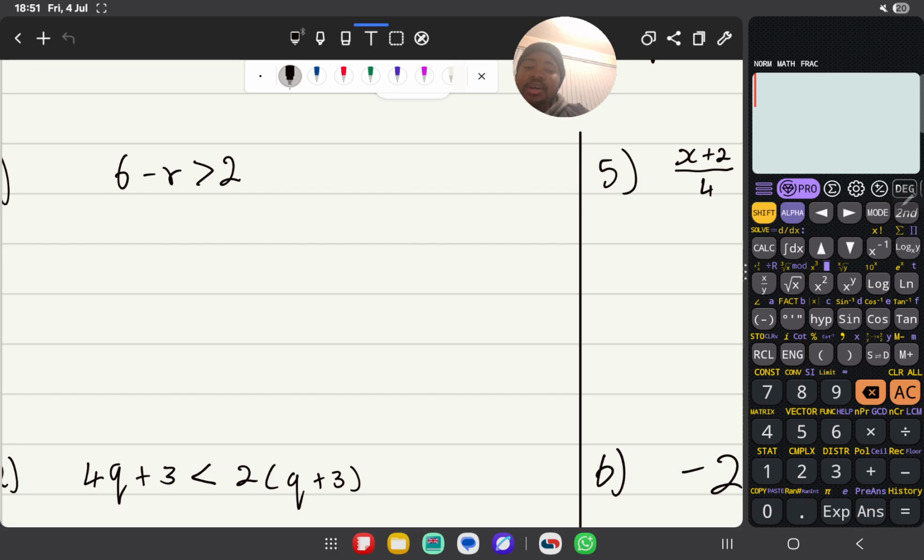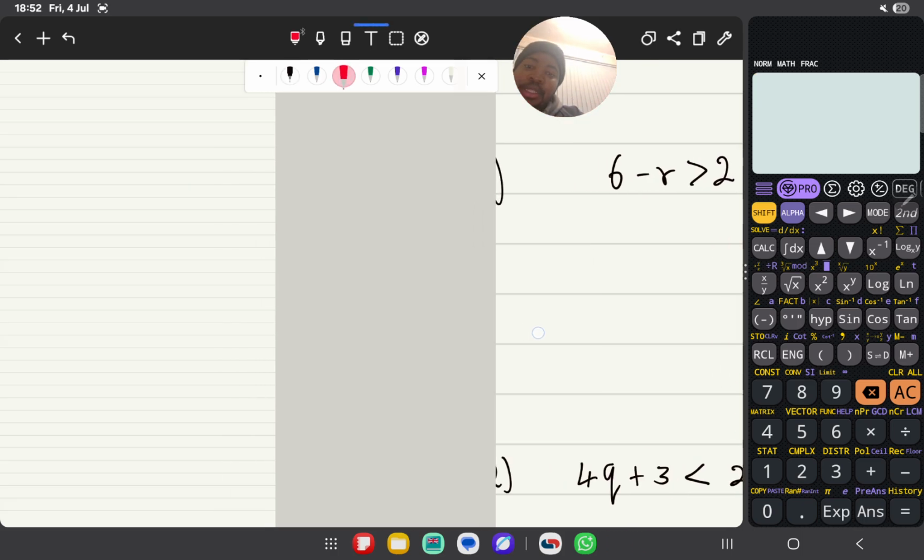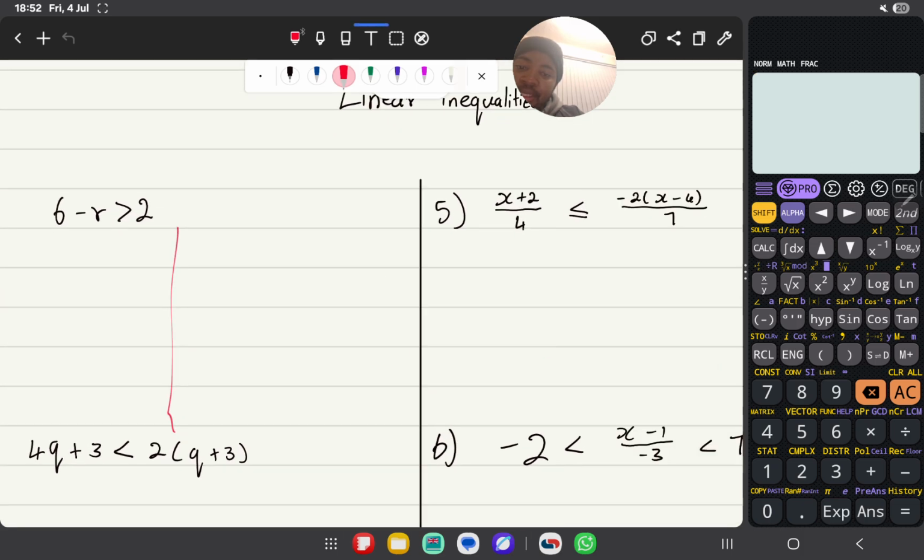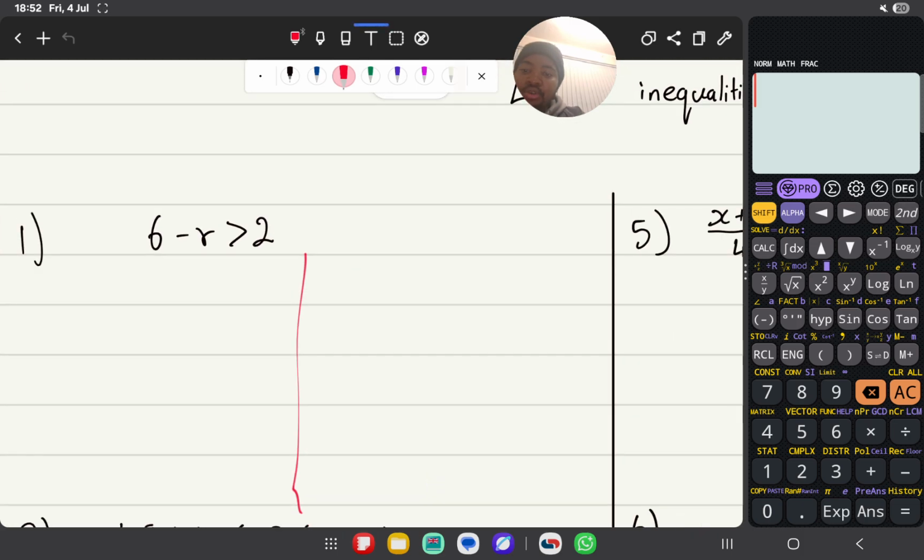So here we are solving for r. If we are solving for this, I am seeing that r is negative this side. If I change it to that side, it will be positive. Therefore, I transpose r, I transpose 2. So transposing 2, I have 6 minus 2. My sign is still the same, and I have r. And then the sign is still the same, r, and then I have 4.